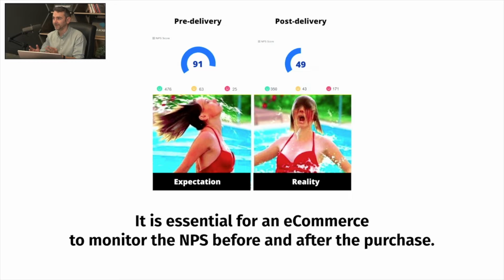While on the post-delivery NPS, you are verifying the whole buying experience and the product experience. So mainly the difference between the pre-delivery NPS and the post-delivery NPS allows you to see the delta NPS, which is the expectations gap, right? Because there's the expectation and there's the reality, as you can see in this picture.